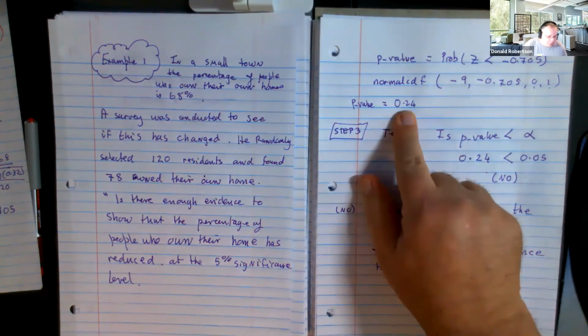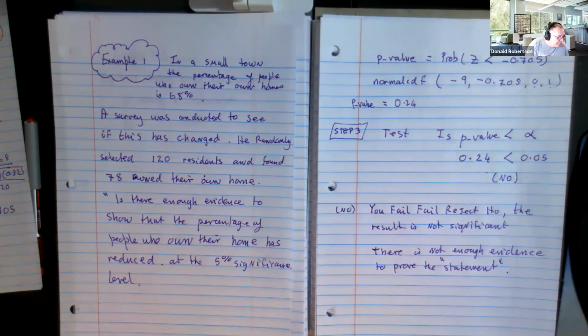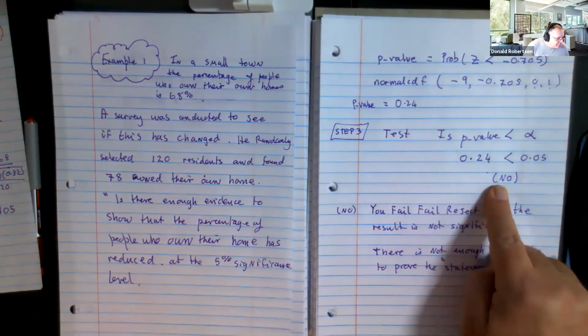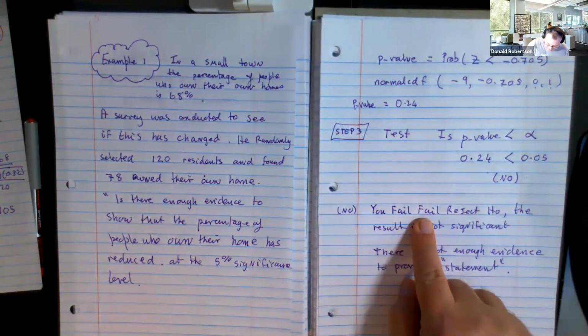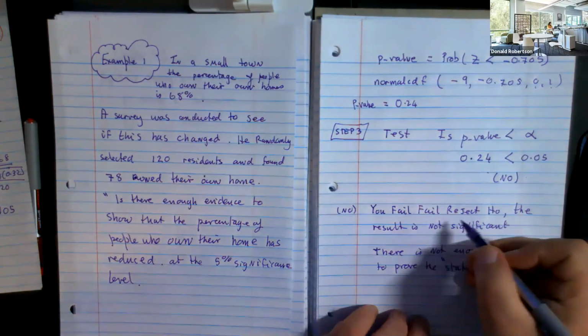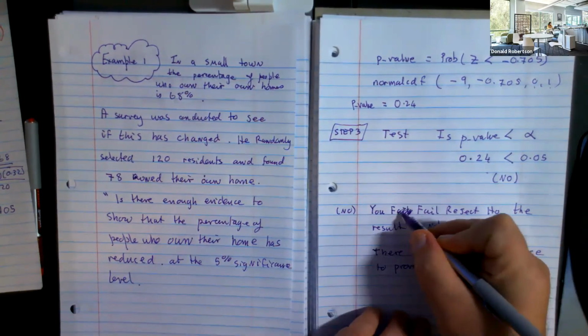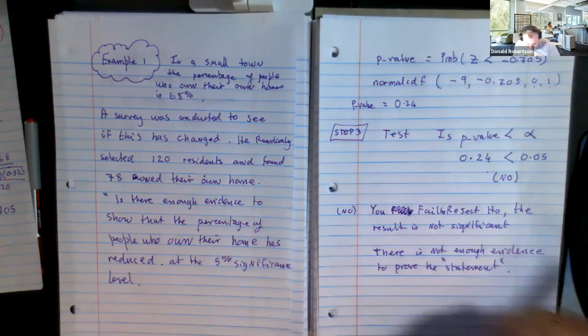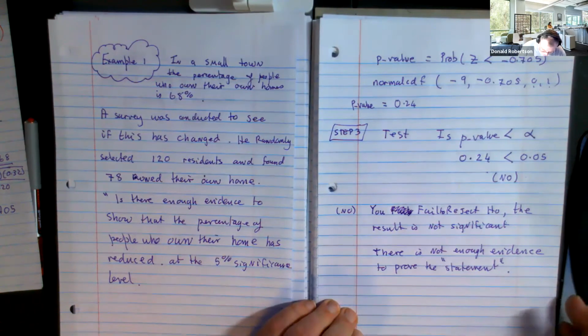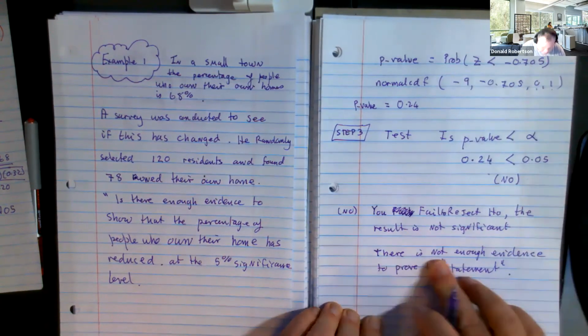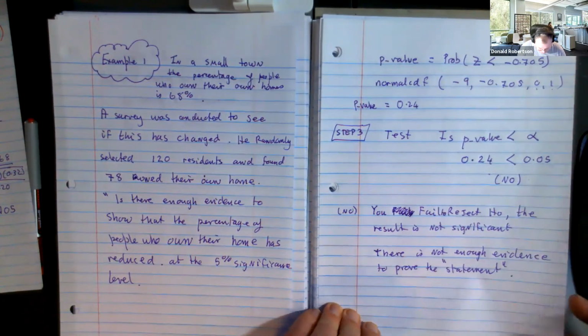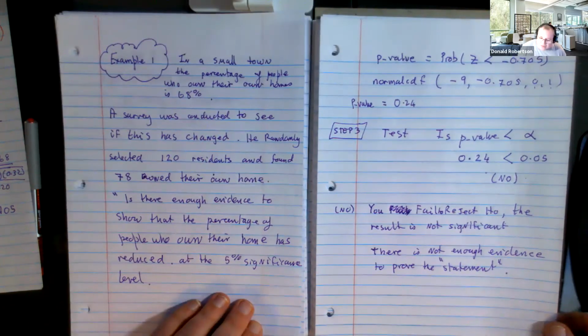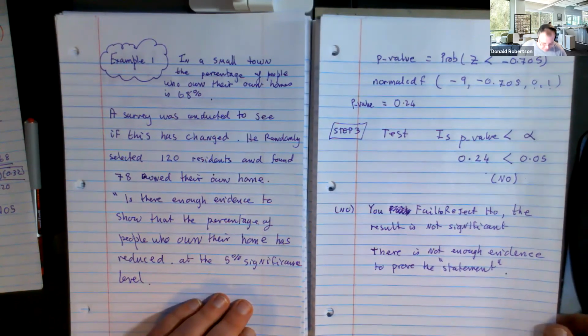Suppose that p-value was 0.02, something nice and small. Then wouldn't the answer here be yes? And if it's yes, you would reject, oops, two fails here. You reject H naught, and the result is statistically significant. And there is enough evidence to prove the statement. And that's how you would do it, basically, mostly with a calculator.